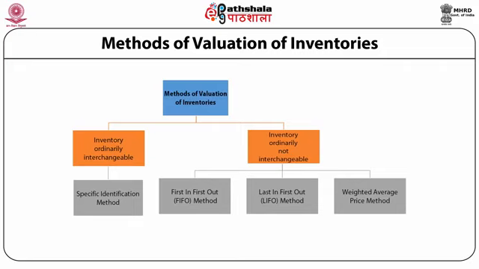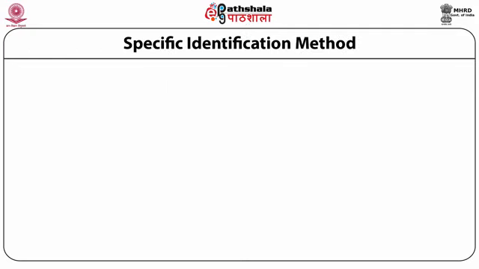FIFO means first in, first out method. LIFO means last in, first out method. And the weighted average method gives weight to price with the help of quantities. So these are the methods which are available for the valuation of inventories.